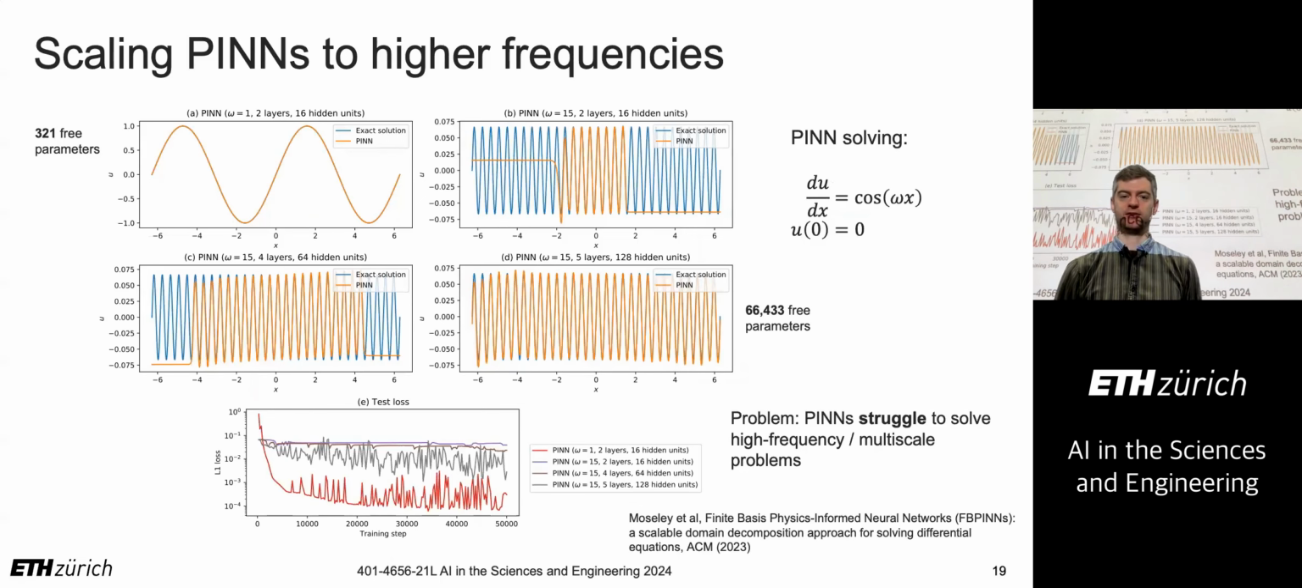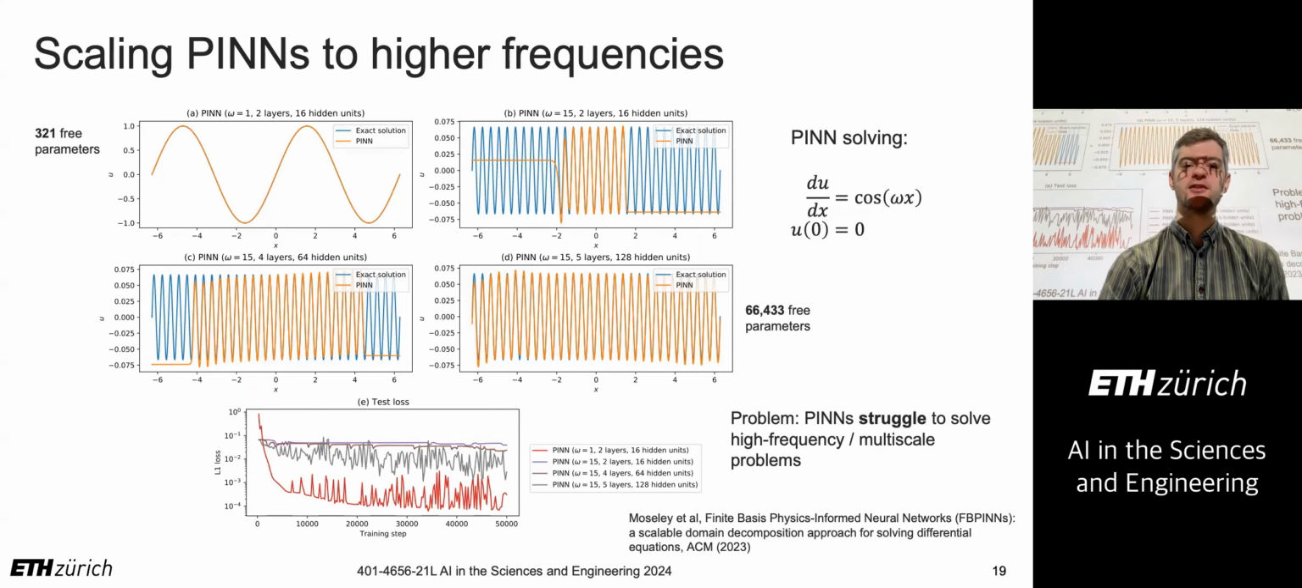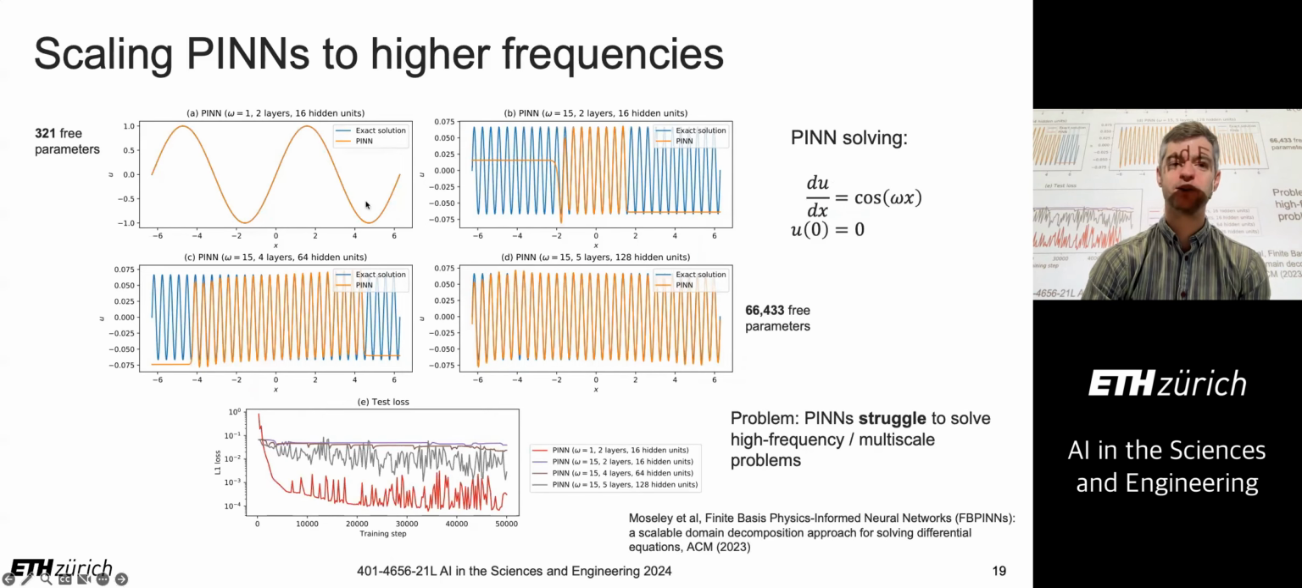And I showed you this example, this experiment last lecture, to describe this limitation. And I'll just recap it. So what we're doing here is we're training a PINN on a very, very simple ODE, which is du by dx is cos omega x, and the solution is just a sine wave. And what we noted is that the PINN converges very quickly for a low frequency solution. But as soon as I increase the frequency of the solution, the standard PINN really starts to struggle.